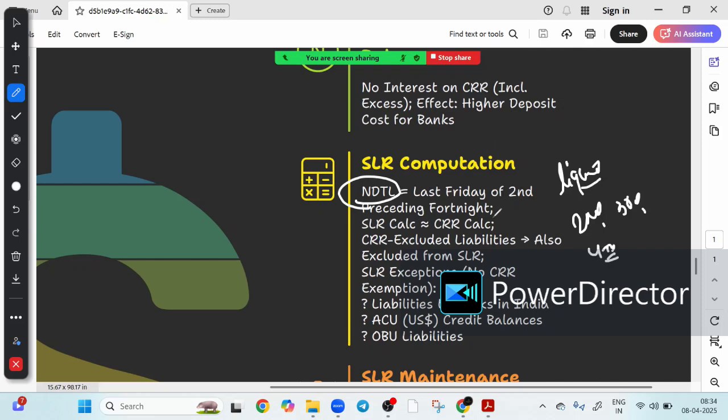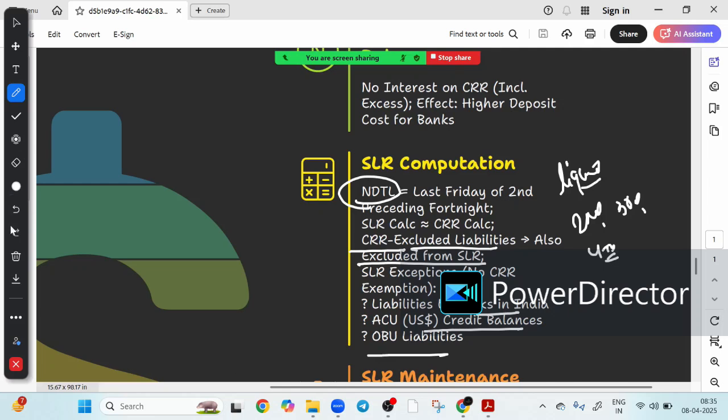They exclude the interbank liability. You can see excluded from SLR, interbank liability. So those things which are excluded from CRR are also excluded from SLR. You can see SLR exemptions are given, like liability to the banks in India, ACU credit balance and OBU liability. They are exempted from SLR, but they are not given a CRR exemption. So they are maintained in non-interest earning assets like gold and some securities.